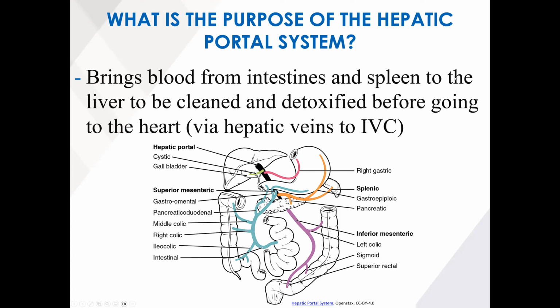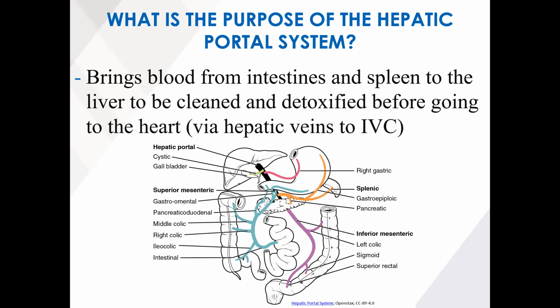So keep in mind that a portal system is where we're going from a capillary bed to another capillary bed. So we're going from capillary beds in the digestive system and then heading to capillary beds that are going to be in our liver. And that way we absorb things in the first capillary bed, the one that's in the digestive system, and then we inspect and review those things in the second capillary bed in the liver.